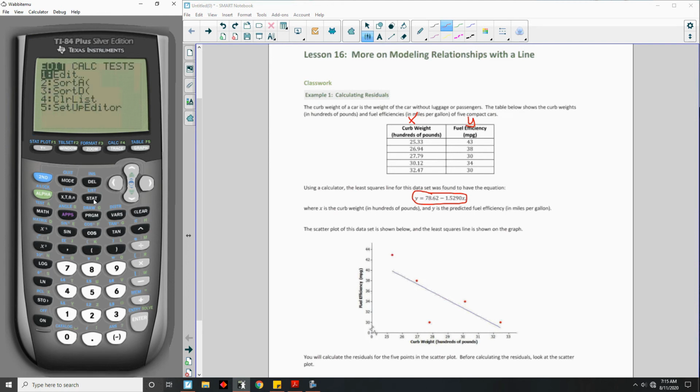So I'm going to start by pressing the stat button, and edit's already there, so I press enter. And my L1 are my x's. So now I'm just going to enter 25.33, 26.94. Oops, I can't hit the backspace button, I have to do that. Okay, 26.94, 27.79, 30.12, and 32.47. So there's my x's. Arrow over and put in the y's. 43, 38, 30, 34, and 30.